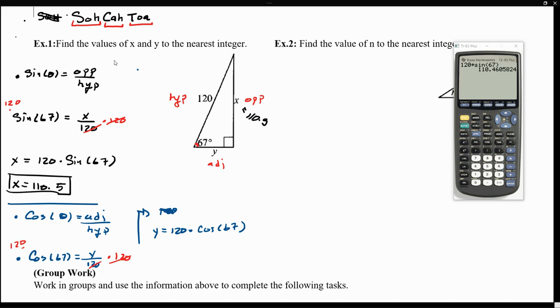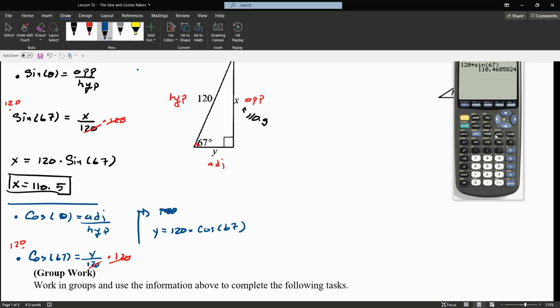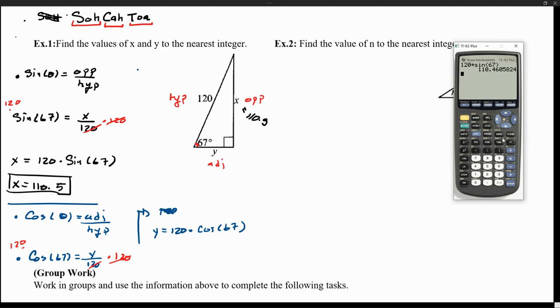And therefore, we can use a graphic calculator to find this. So now, let's find the value of this. So that would be, let me clear this. So 120 times the cosine of 67.